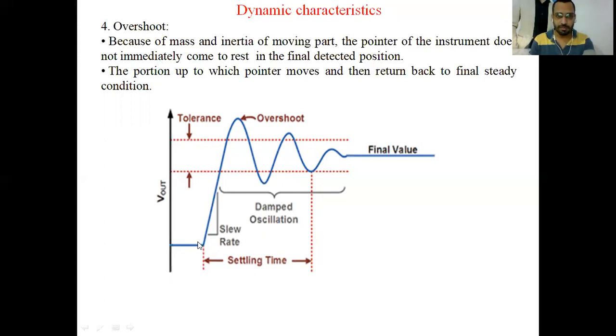So this diagram is showing you the overshoot. This is overshoot, and finally you will get the reading. Okay. So this is all about the dynamic characteristics.